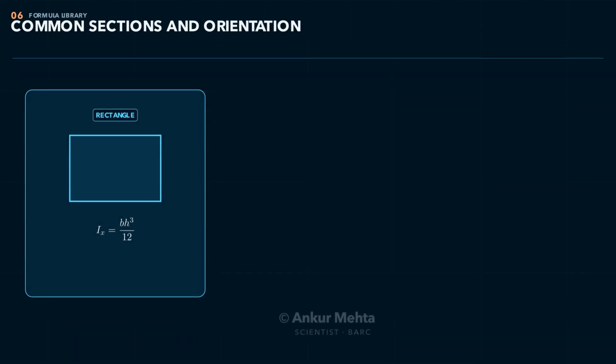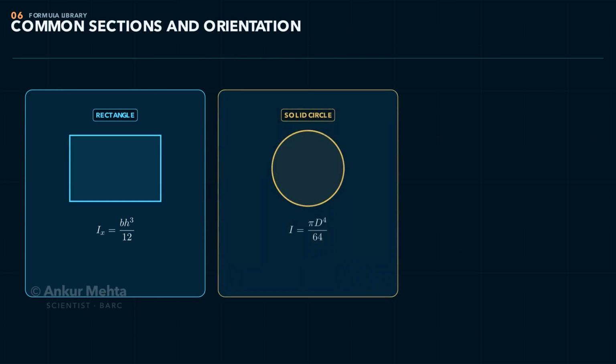For a solid circle of diameter d, the centroidal second moment about any diameter is pi d to the fourth over 64. For a hollow circle, subtract the inner circle: pi times d outer to the fourth minus d inner to the fourth, over 64. A rectangle gives bh cubed over 12 about its horizontal central axis.